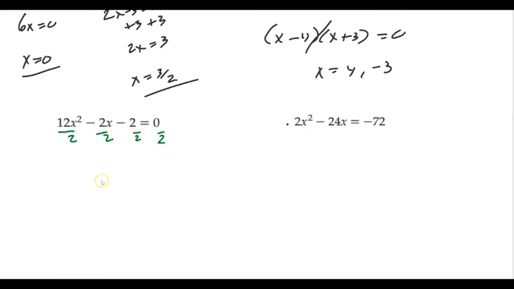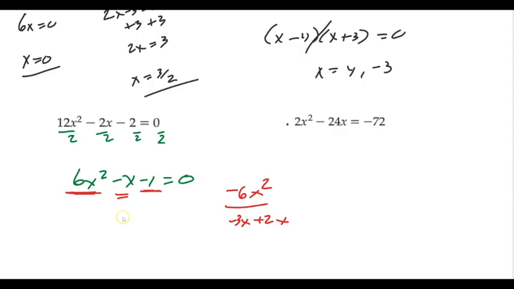Divide everything by 2. And then we'll get 6x² - x - 1 = 0. That makes our life easier. I still have to solve the same way. I've got to factor it and set equal to 0. This factoring has a number in front, so we've got to do the long way. Find 2 things that multiply to get -6, but add to get -1: -3x and positive 2x.